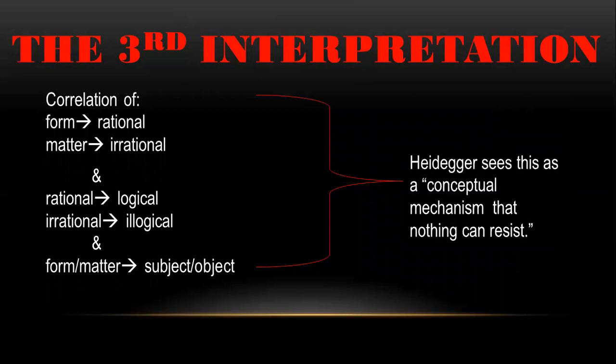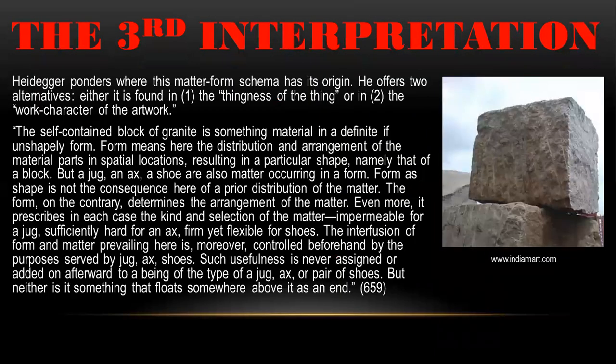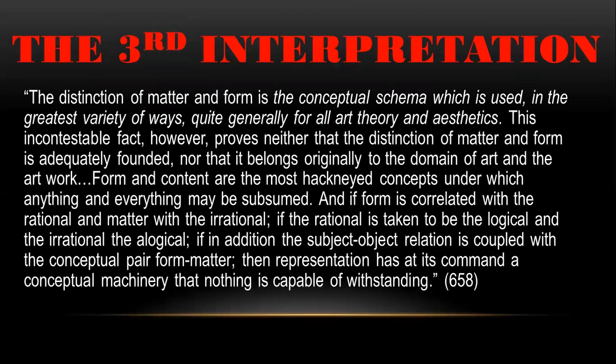Does that mean it's good though? Not necessarily for Heidegger, right? In fact, in its own way, this is another assault on the thingness of the thing, right? He ponders whether, and he also asks, where does this come from? Where does this matter-form schema have its origin? Does it have it in art, in the work of art? Is that where Aristotle is getting this when he's thinking of formed matter, right?